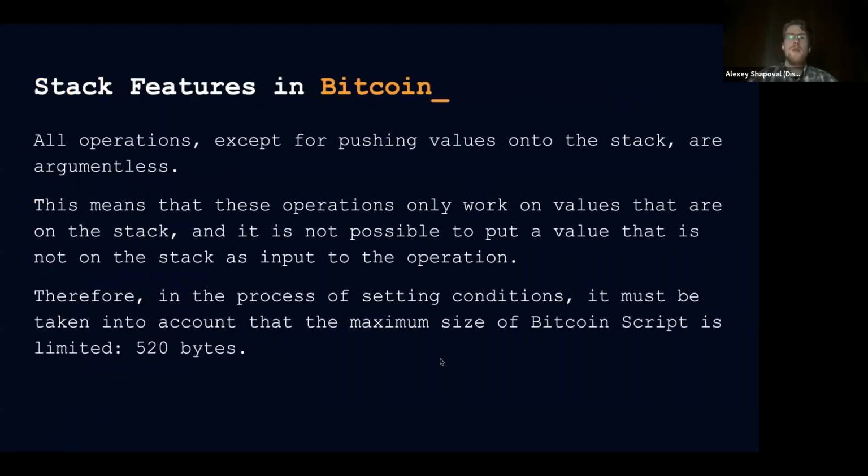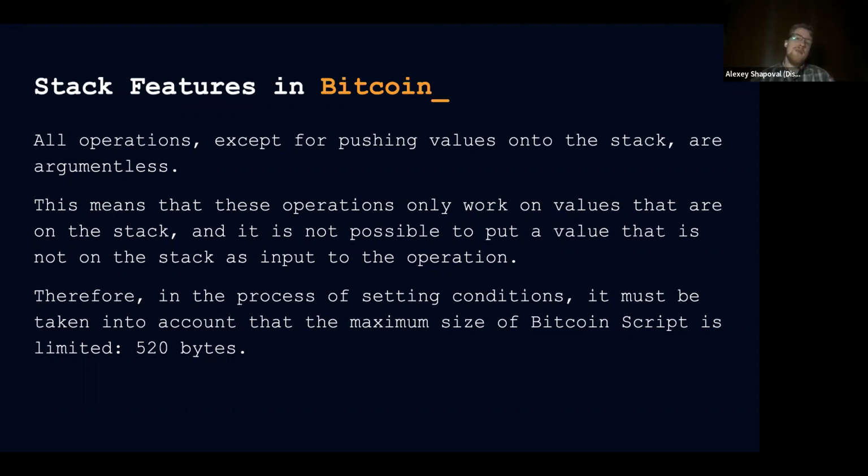What are the features of the stack in Bitcoin? All operators except for pushing values onto the stack have no arguments. So they operate only with whatever is at the moment in the stack. This means that these operations only work on values that are in the stack, and it's not possible to put a value that is not on the stack as input to the operation.